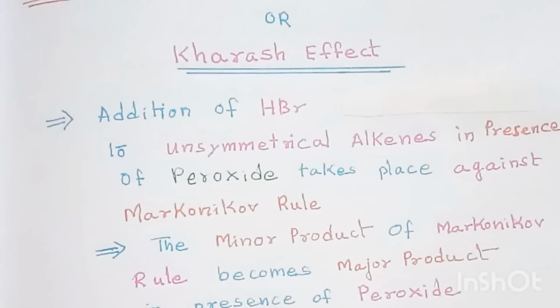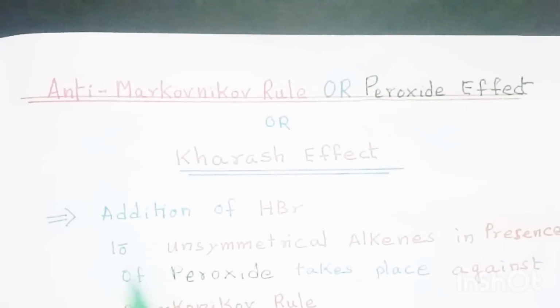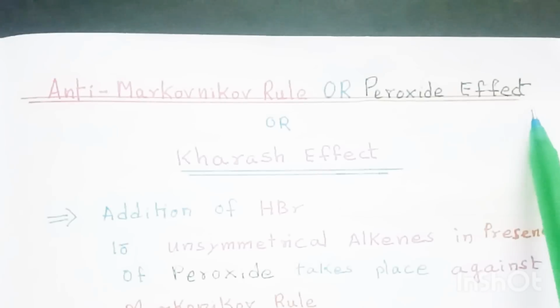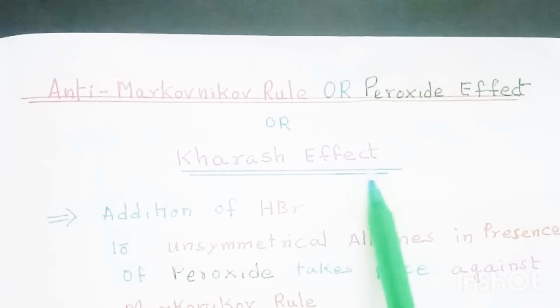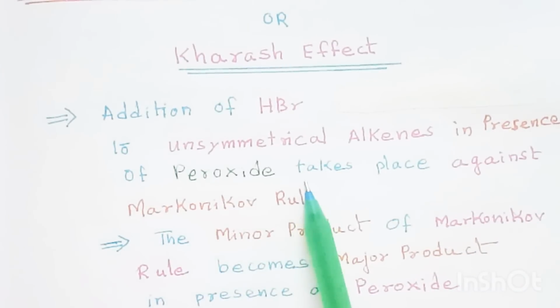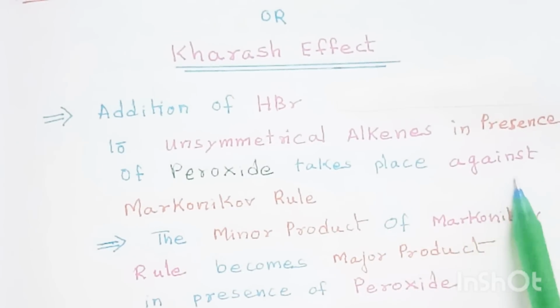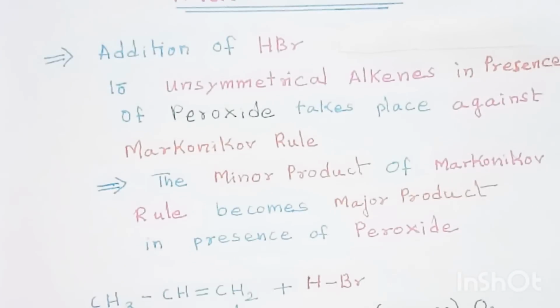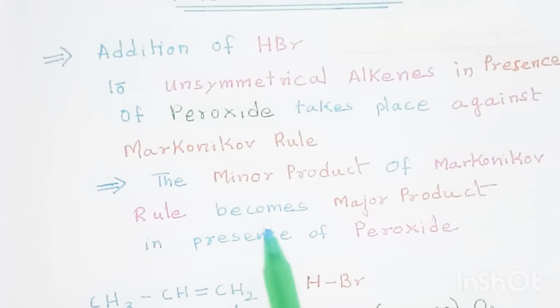Now let us see Anti-Markovnikov rule. Anti-Markovnikov rule is also called peroxide effect because peroxide is added. It is also called Kharasch effect. So addition of HBr to unsymmetrical alkenes in presence of peroxide takes place against Markovnikov rule. So it is called Anti-Markovnikov rule. That is, here the minor product of Markovnikov rule becomes the major product. That is, 1-bromopropane becomes major product here.